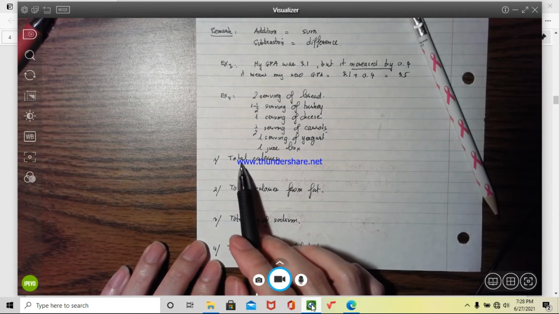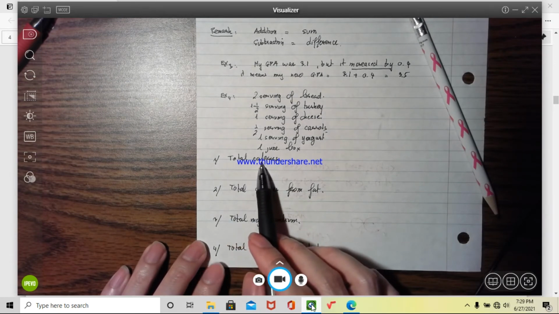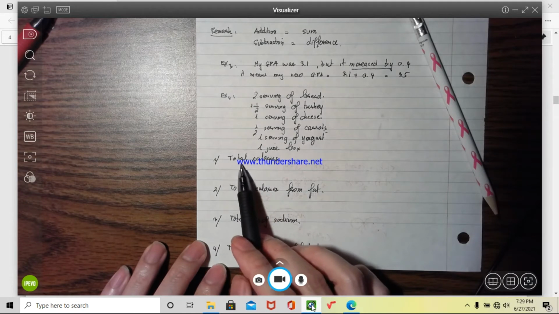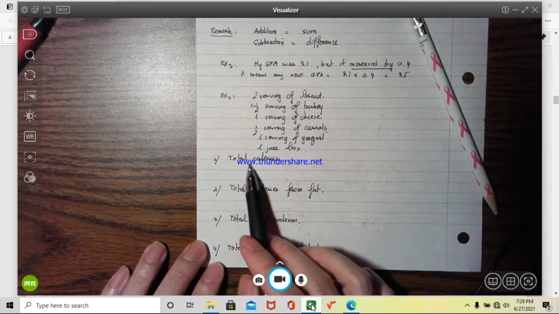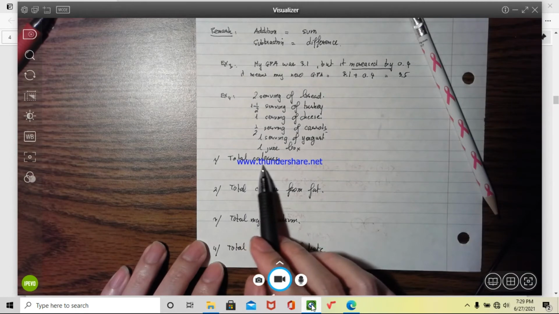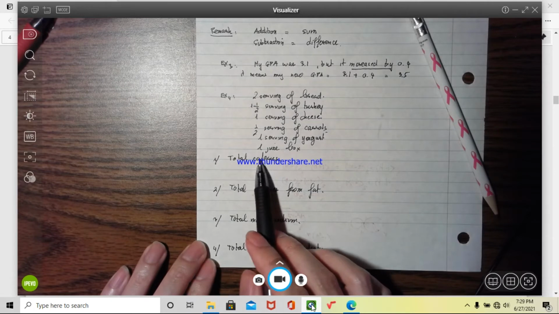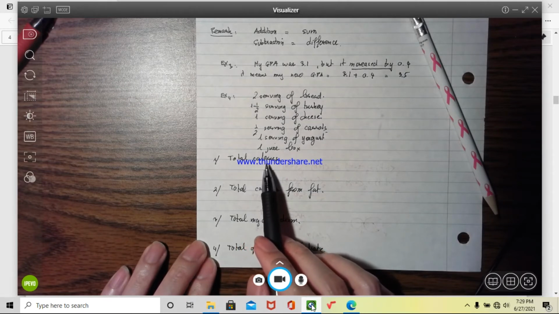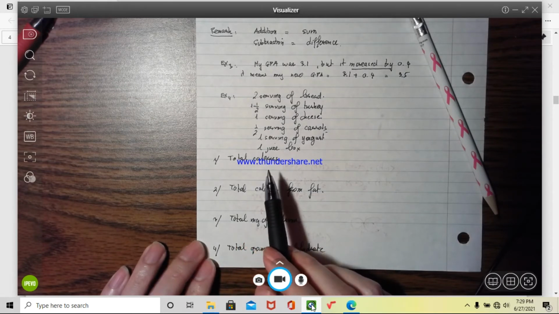So the first question, they ask you the total calorie. So we need to read information from what they've given. We try to understand the information and we try to add all the total calories. So the denomination in the first question is calorie. So we need to add the calories together.